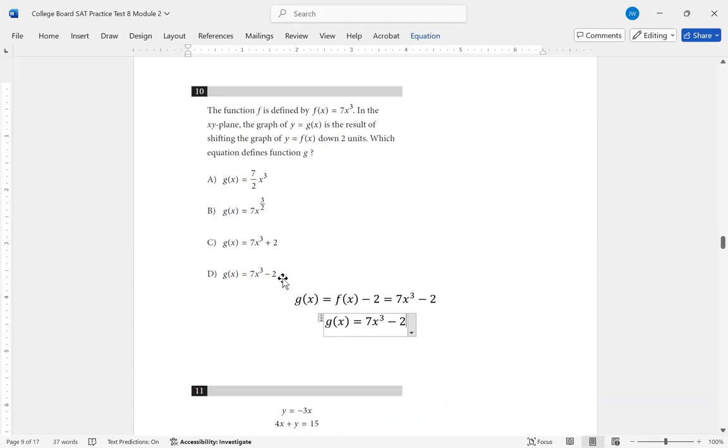And obviously that is option D. So the answer to question 10 is D, g of x is equal to 7x raised to the third power minus 2.